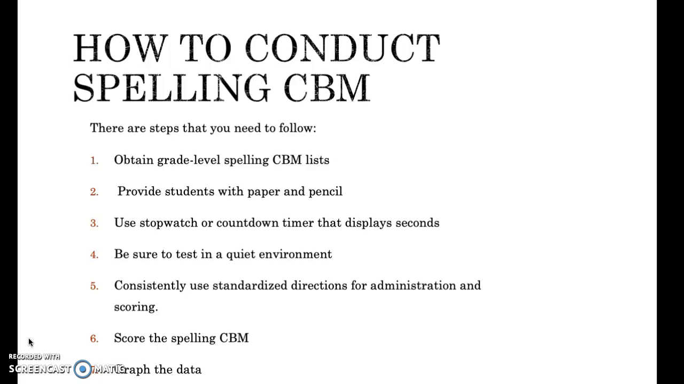You have to use 20 to 30 equivalent lists for the duration of the year. You gotta ask students to number paper 1 to 12 in grades 1 and 2 or 1 to 17 in grades 3 and higher. Then you gotta score the spelling CBM, and after that you graph the data and you set the goals depending on the results that you got.